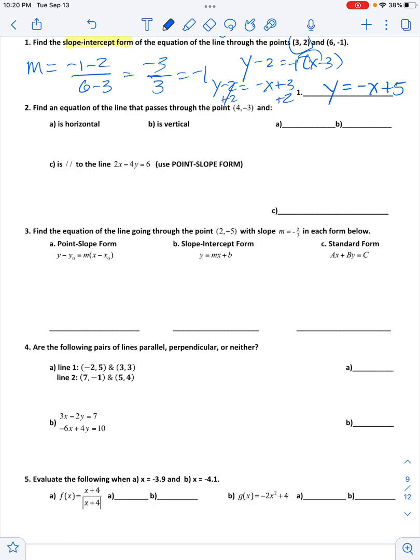Find an equation of a line that passes through this point. So that's going to be my x and y coordinate. And then it's talking about the various types of slope. Keep in mind, horizontal has a slope that is 0. The equation is y equals, because a horizontal line only crosses the y-axis. And then the number is going to be the y coordinate of that point, or it's not going to go through the point. So horizontal is going to have to be y equals -3.